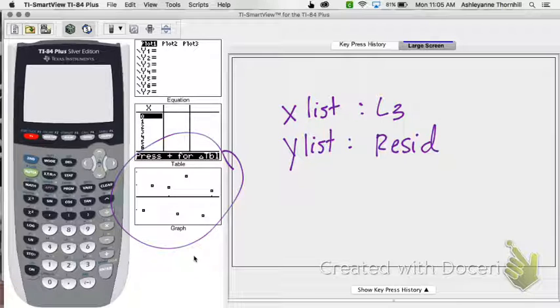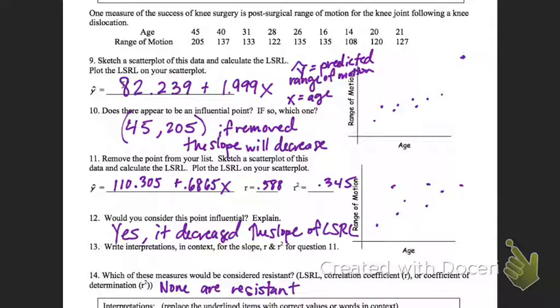You still have to draw it, or could you just do it on your calculator? Draw it.